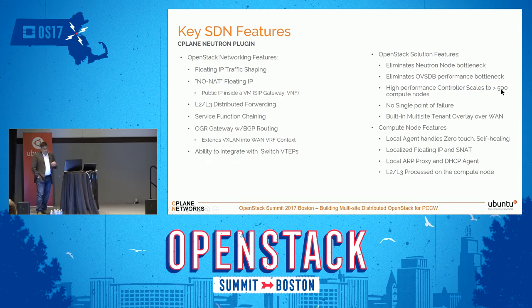L2 and L3 forwarding, of course. Service function chaining, of course, for VNFs. And the OGR capability is our VNF that extends VTAP through BGP into a VRF context. And then the ability to integrate with physical switches, right? So the virtualization is great, but there's still a physical world out there, and the ability to extend a VTAP from a compute node into a physical switch is really important, particularly on border gateways.